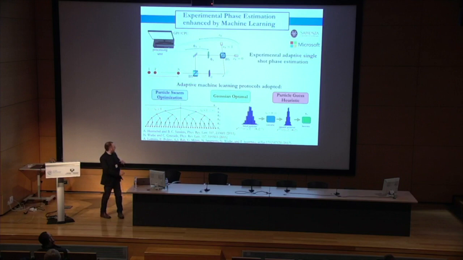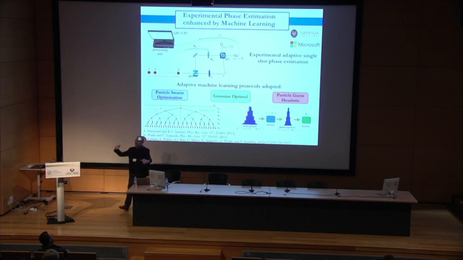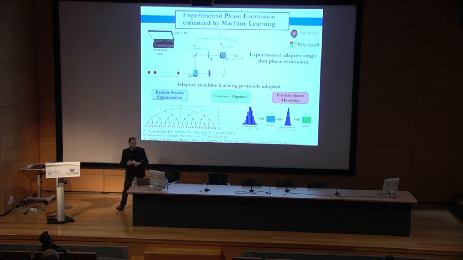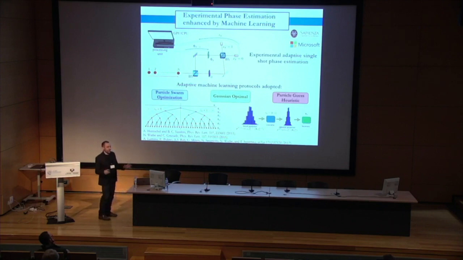You elaborate this strategy beforehand. It's an adaptive strategy. This means you measure the photons, and depending on the output, you decide what the next measurement is. So we implemented this device, but then we adopted other approaches, a Bayesian inference approach, a Gaussian optimal approach, and also a particle swarm heuristic. And then we provided a comparison between these different techniques, also in noisy conditions. There is no poster on that, but I will be glad to provide you more information.